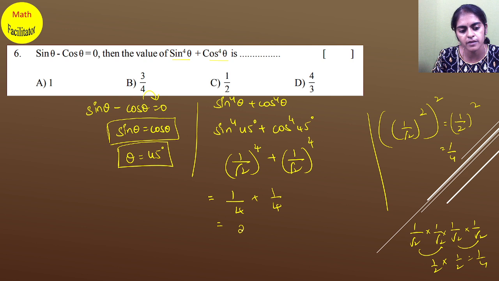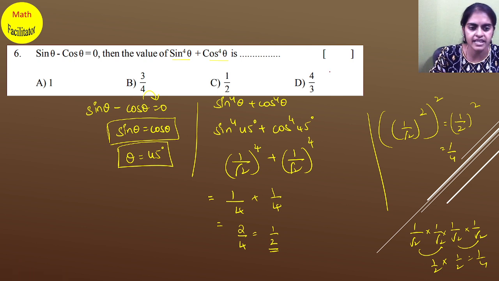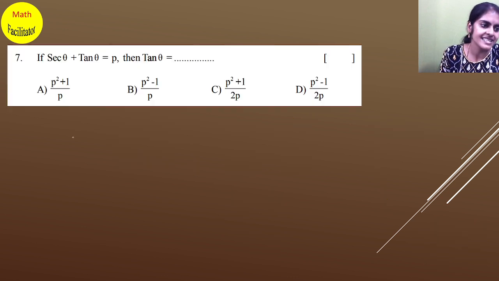Now 1 by 4 plus 1 by 4 is nothing but 2 by 4. So you get 1 by 2 here by solving. Clear? So your option C is correct. Is it very clear to everyone? Yes? Okay. Next question.